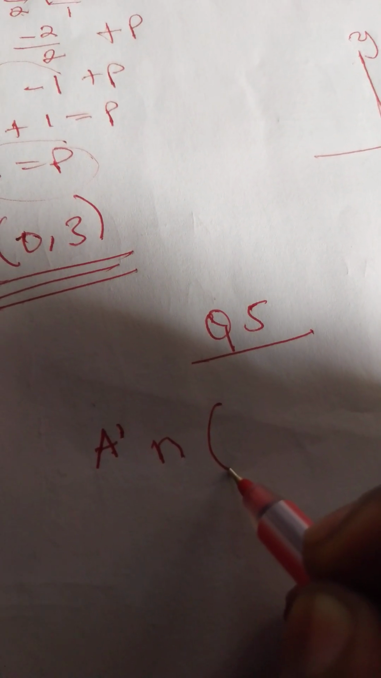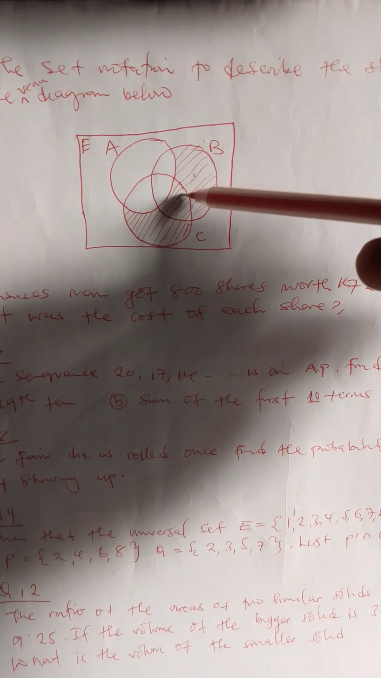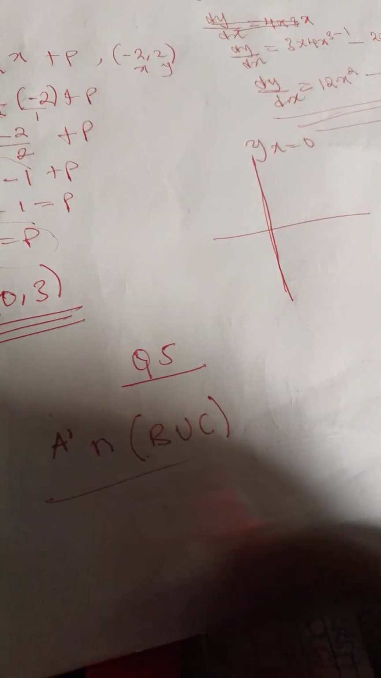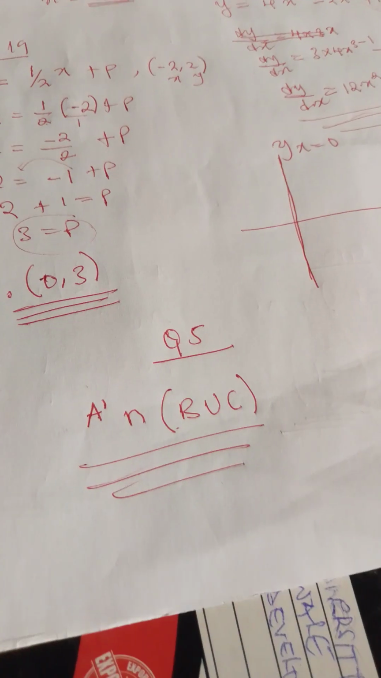So A complement is intersecting with B union C. That is the answer, which is A complement intersecting with B union C. So that was the correct solution to question 5. Okay, hope we are together.